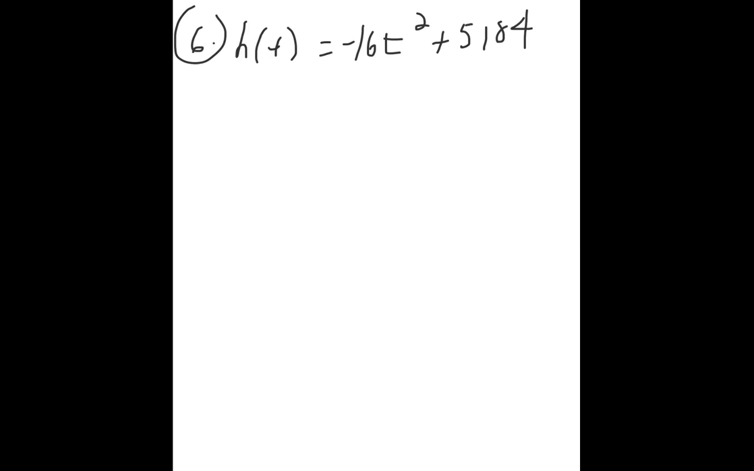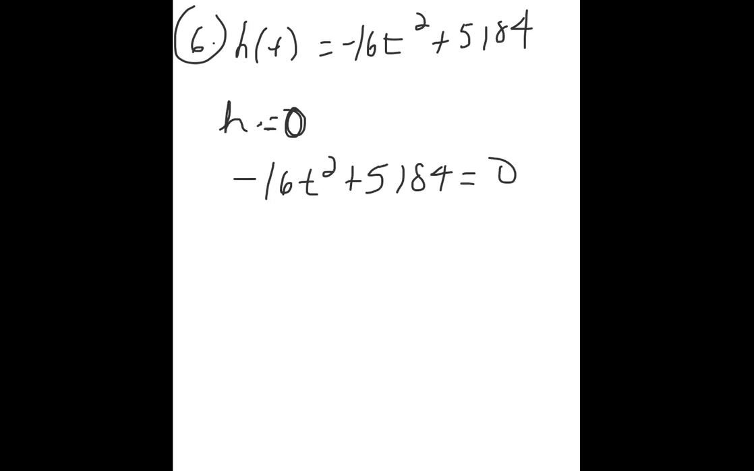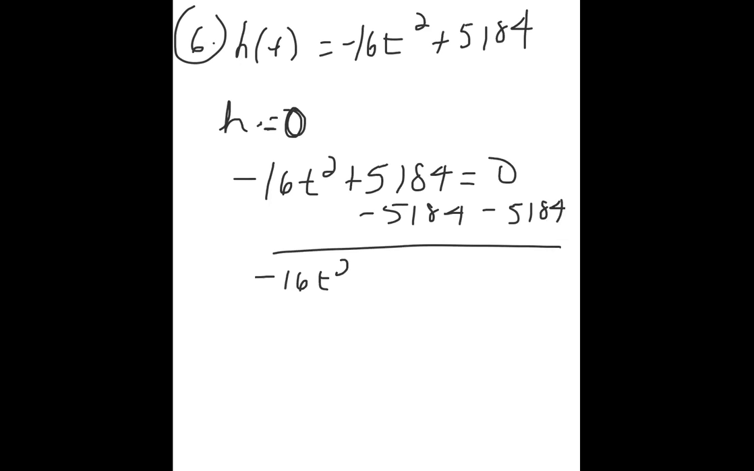You guys know when the sunglasses hit the ground, what's the height? When the sunglasses hit the ground, guys, the height will be 0. So all you're doing is taking negative 16t squared plus 5184 and setting it equal to 0 and solving it. So you subtract 5184 from both sides. So this gives you negative 16t squared is equal to negative 5184. Divide both sides by negative 16. So you get t squared.